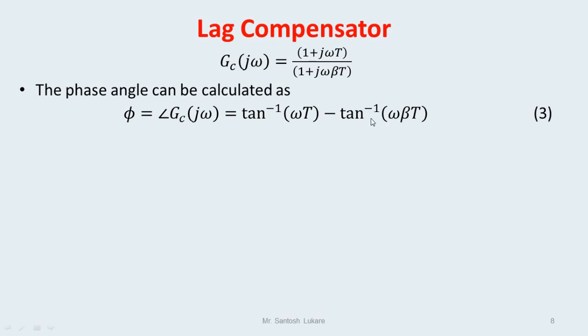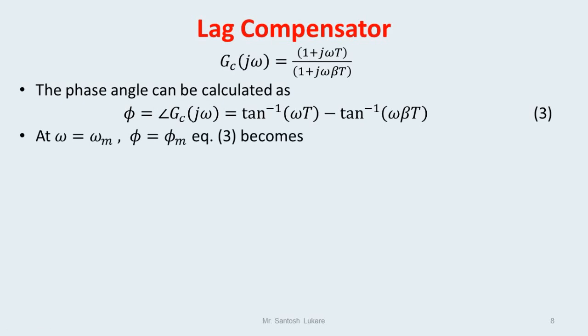So phi is equal to angle of GC of j omega is equal to tan inverse of omega T minus tan inverse of omega beta T. So this second term is from the denominator and the first term is due to the numerator. So tan inverse of imaginary upon real, so omega T upon 1, and in the second case tan inverse of imaginary omega beta T divided by 1. So the overall phase angle is nothing but the angle contribution by the numerator minus angle contribution by the denominator, or you can say the angle contribution due to the zero and the angle contribution due to the pole of the network.